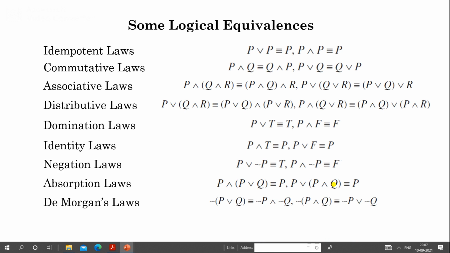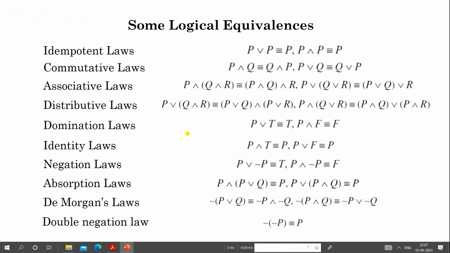De Morgan's law. Negation of (P or Q), if you open this negation, this is equivalent to negation P, and this sign will change, it is and, negation Q. Similarly, negation of (P and Q) is equivalent to negation P or negation Q. Double negation law. Negation of negation P is equivalent to P. So these are some logical equivalences.